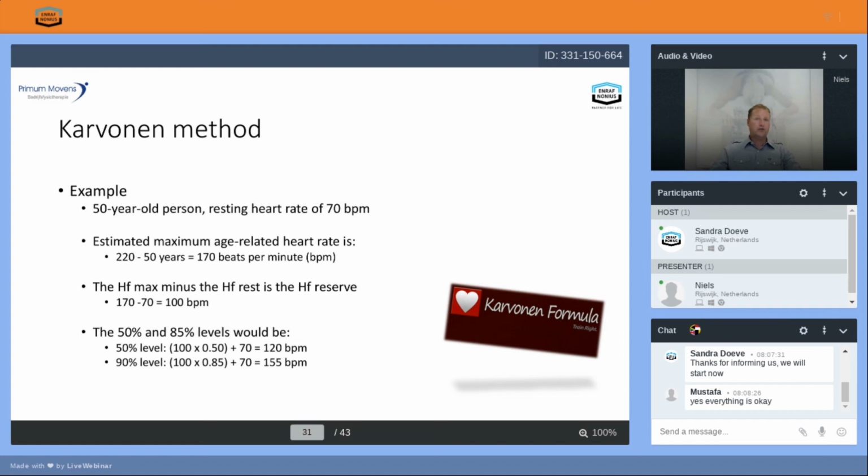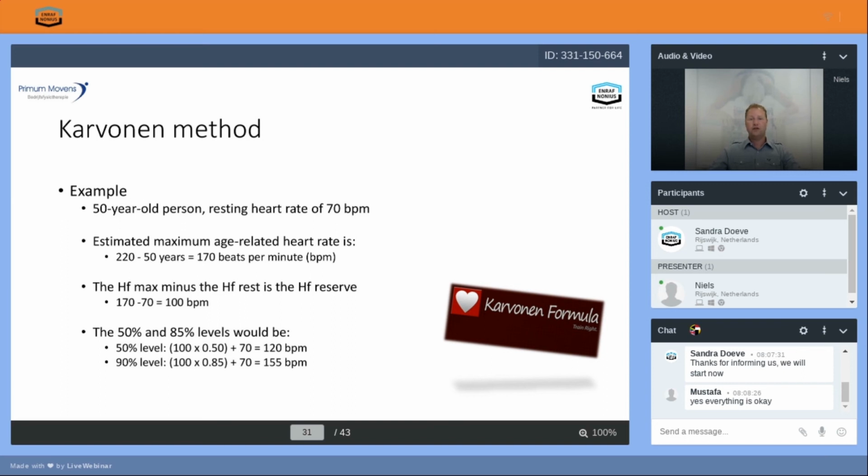The maximum heart rate frequency minus the rest frequency is the so-called heart rate reserve. In this case, it's 170 minus 70. So the heart rate reserve is 100 beats per minute. The 50 and 85 levels would be 100 times 0.5 plus 70 is 120 beats per minute. The 90% level, or sorry, that should be the 85% level. I see 90 here on the right, but it's the 85% level. Plus 70 is 155 beats per minute.